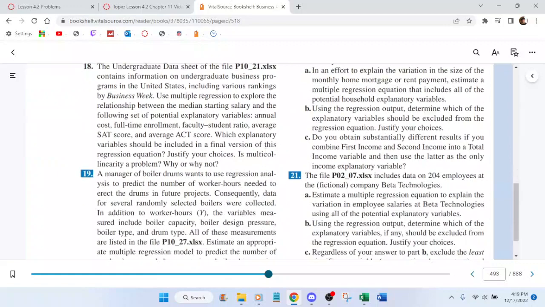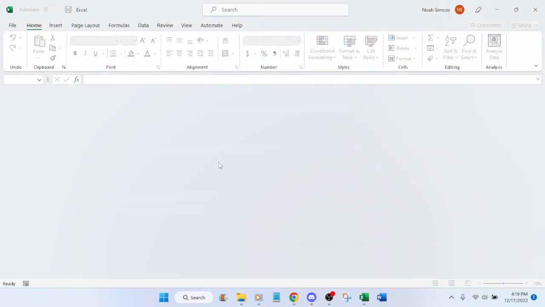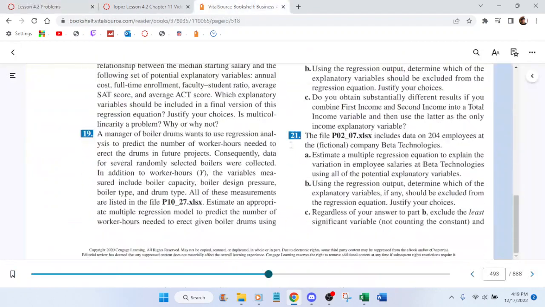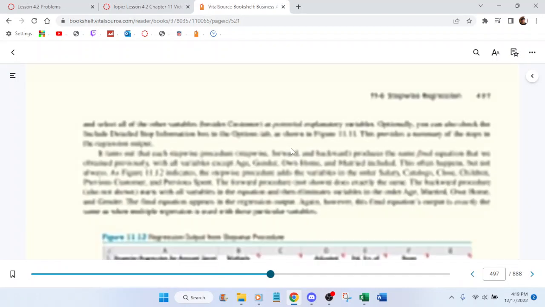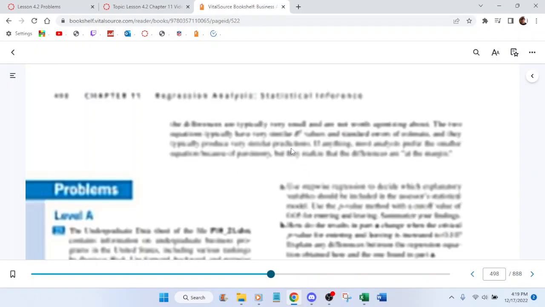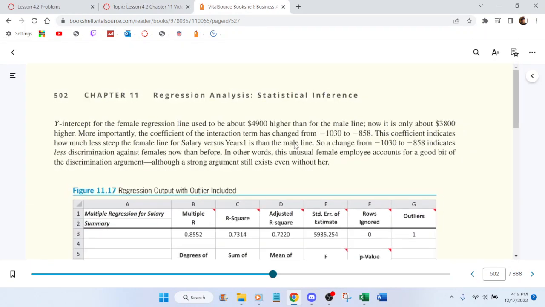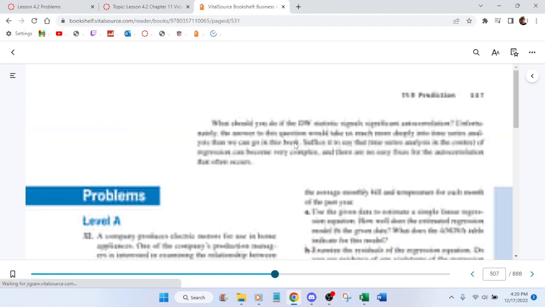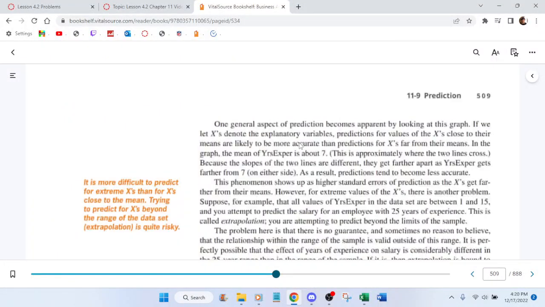Is that it for number 19? We have 4 more problems left: 36, 44, 51, and 52. 36, it's probably going to be at the end. 36, where's 36?